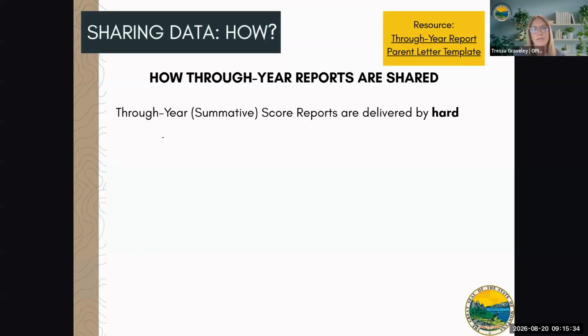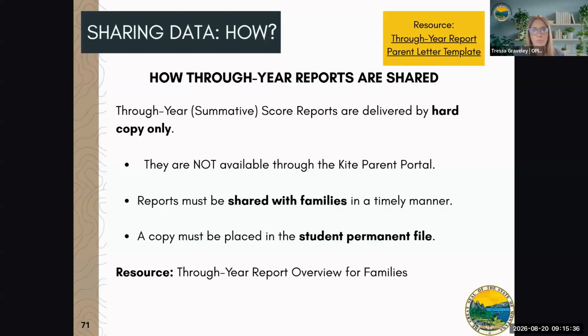Our through year summative score report must be hard copy only. These reports for the 25-26 school year will be available next Thursday. So that final through year summative report will be available in Kite next Thursday. So this must be delivered hard copy. It is not available in the Kite parent portal for families, and a copy must be placed in the student permanent file.